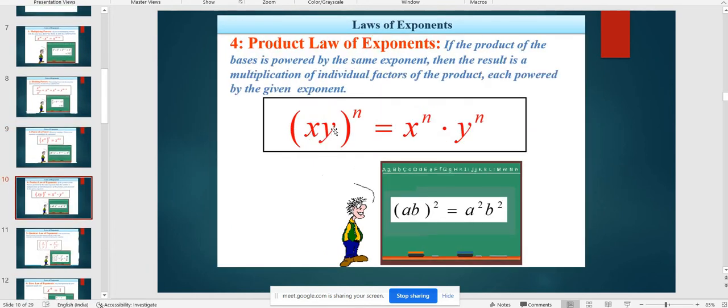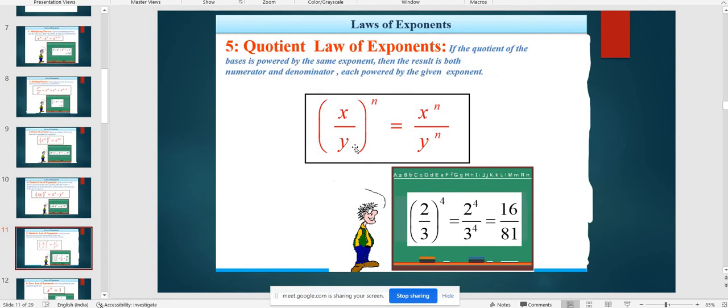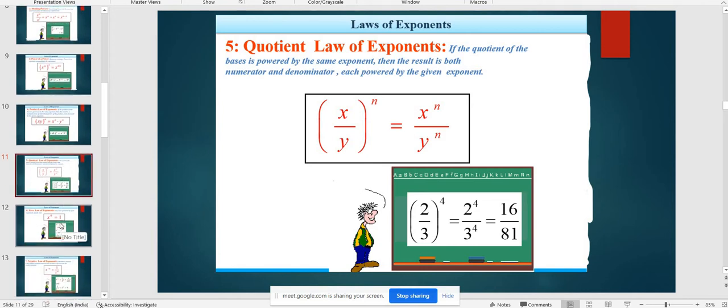Now the next law will be (xy) to the power n equals x to the power n into y to the power n. If you have x to the power n into y to the power n, you can combine them and keep xy in a bracket, to the power n. In division, same case: (x by y) to the power n is x to the power n divided by y to the power n. So already 5 laws we got.